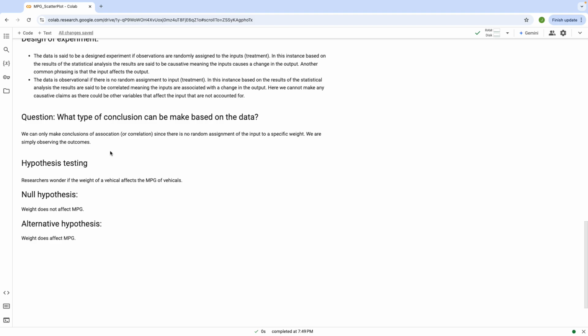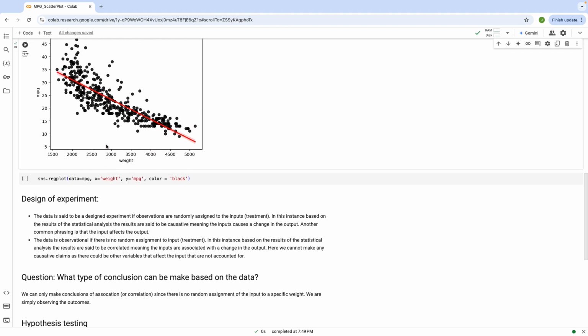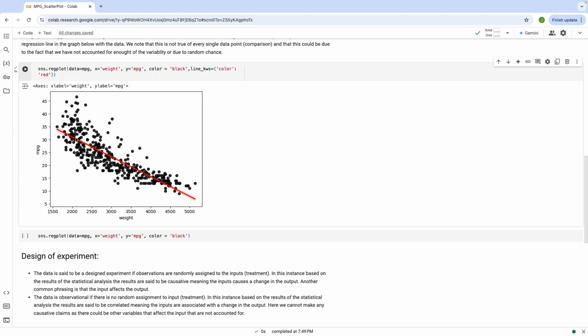We will come up with other ways to assess this, but just based off of this graph, it does seem like weight plays an effect in the miles per gallon.